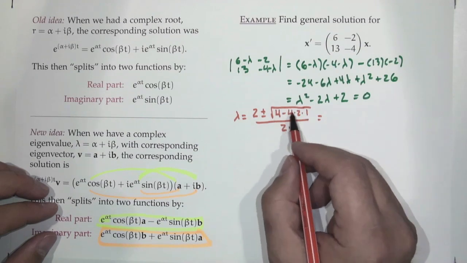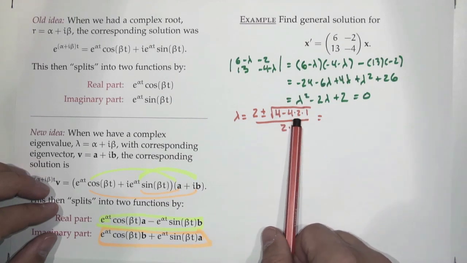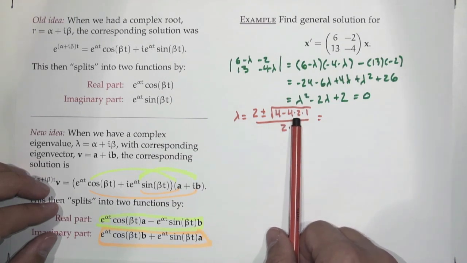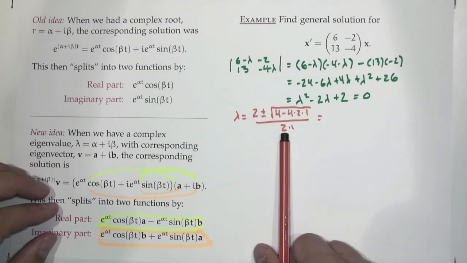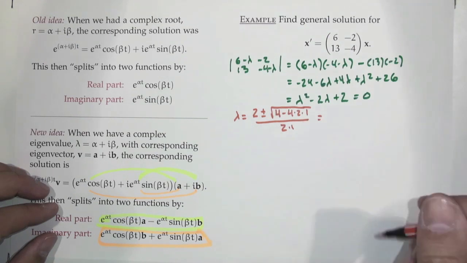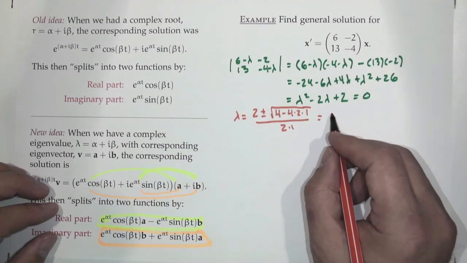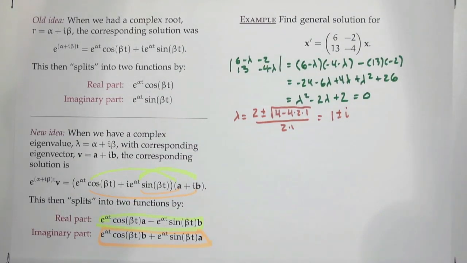All right, inside the square root, what do we have? We have 4 minus 8, negative 4. We take that square root, what do we end up with? 2i. So there's a 2i here, and there's a 2 here, and there's a 2 here. All the 2's cancel. What are we left with? 1 plus or minus i. All right, good. So, eigenvalues done. What comes next?